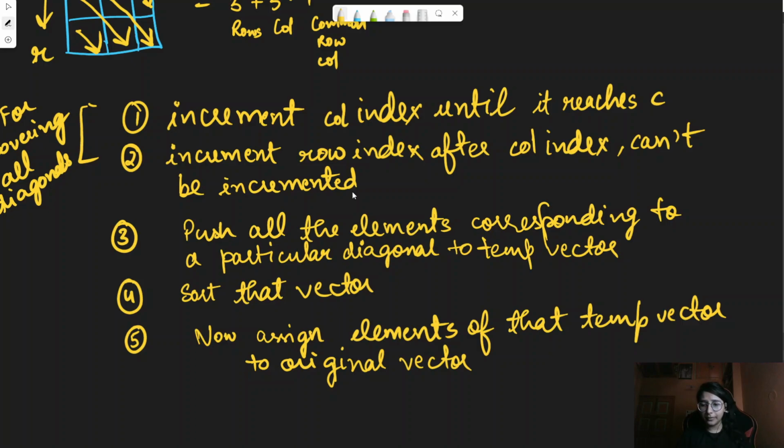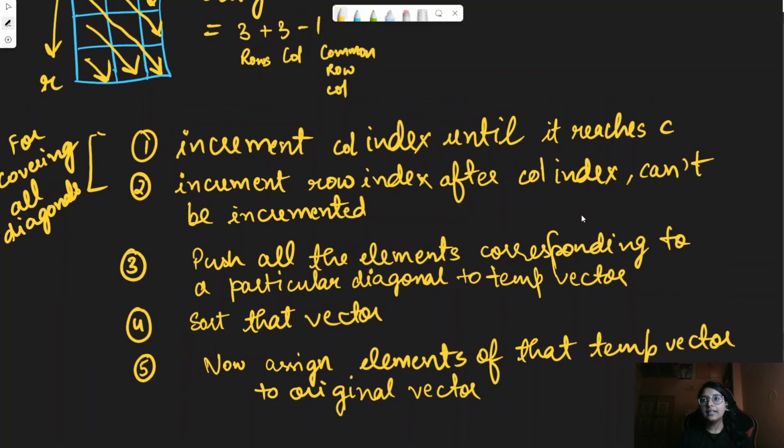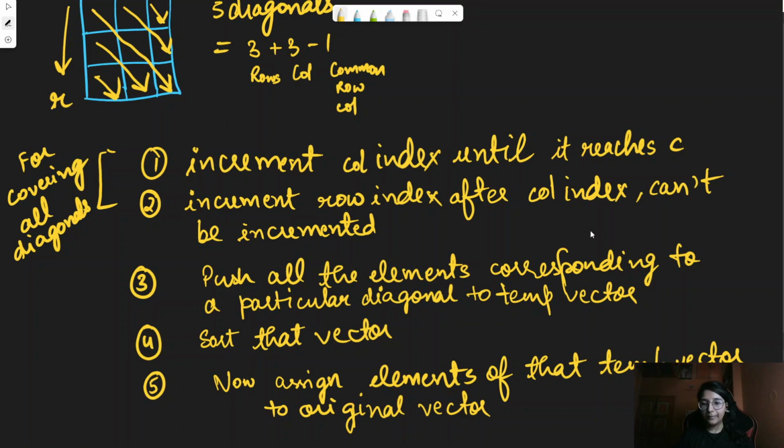So as per these only we will be able to fill up all the diagonals. Basically from whichever point we start, we will be going forward in that direction for that particular diagonal. And then we will be pushing all the elements corresponding to a particular diagonal to a temporary vector, and after that we will be sorting that temporary vector, and then we will assign those elements of the temporary vector to the original matrix. So this is all we would be doing here, and this is the thing which we are required to implement in our code. So now comes the part for our coding. Let me show you the code walkthrough for this particular question.